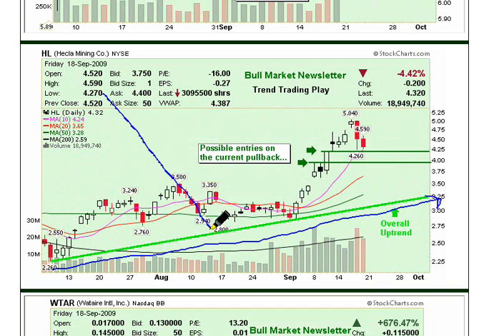Now, if you have a stock that's just dropping off a cliff, buying those pullbacks is really risky. But buying a pullback when the overall context is up is a little safer.